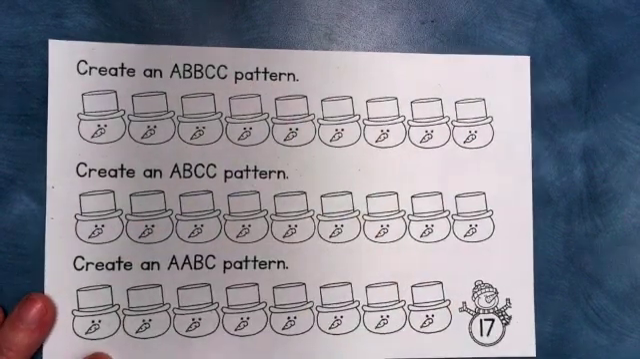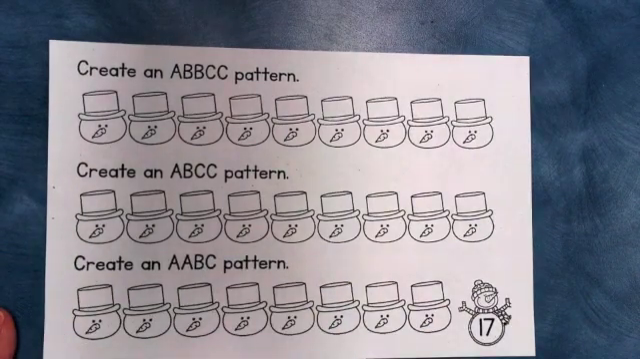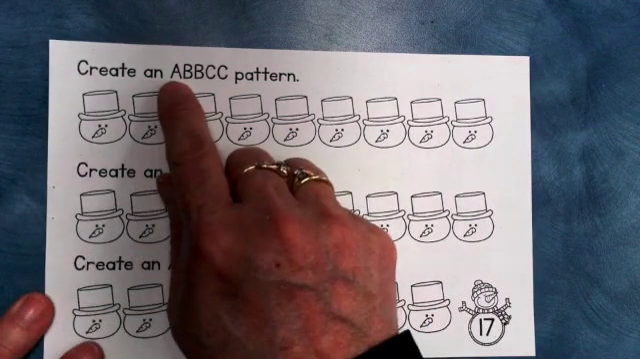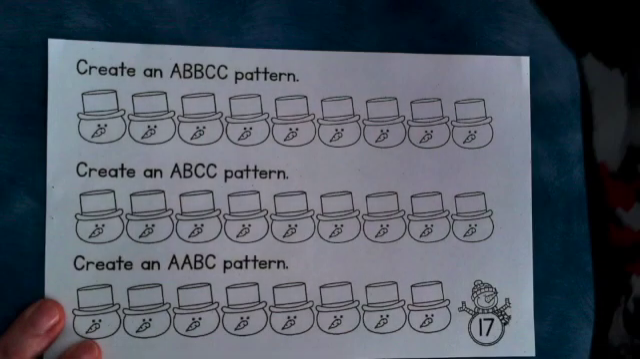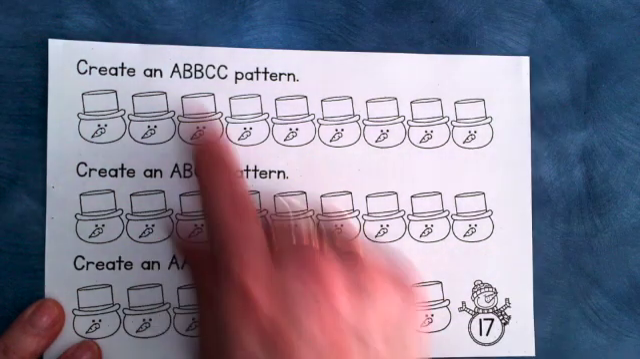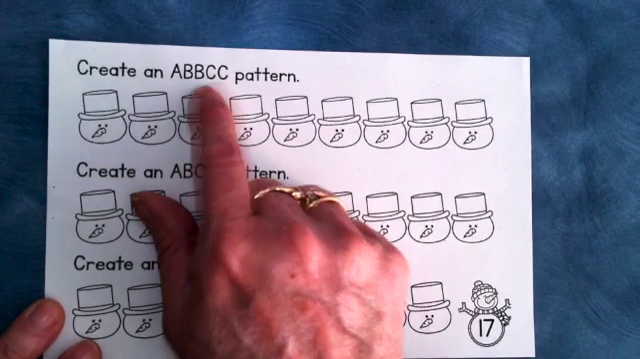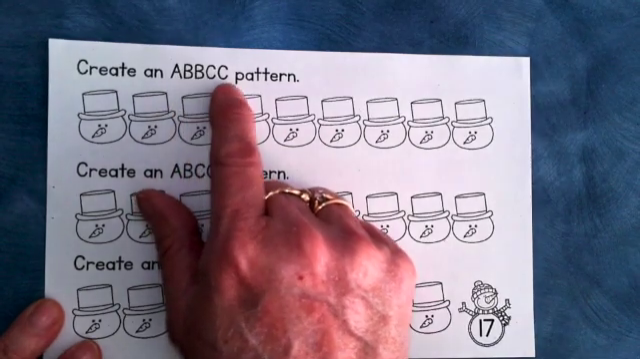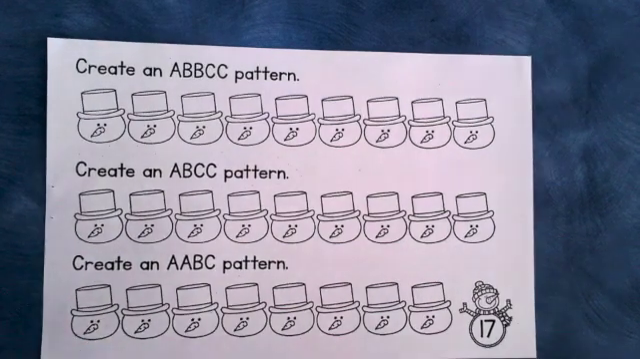Now, the way we know how many colors we're going to have in this pattern is by how many different letters we see. So I see an A, I see two B's, and I see a C. Sorry, my light keeps going out. And so I got one letter, two letters, three letters. Now some of them repeat, but I see three different letters. So what I'm going to do is I need to pick three different colors.